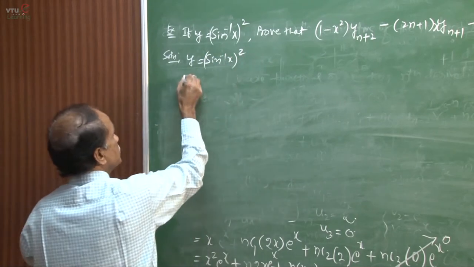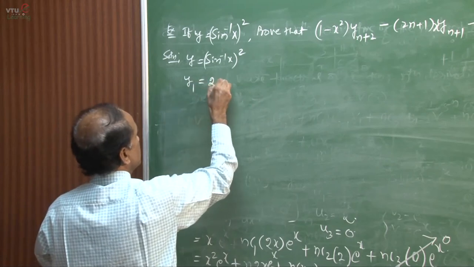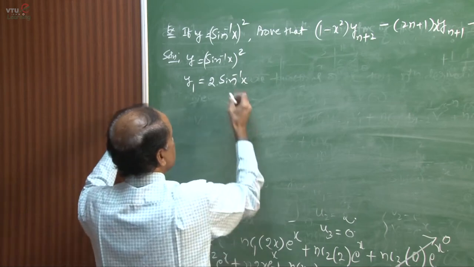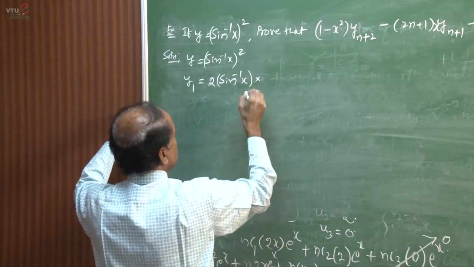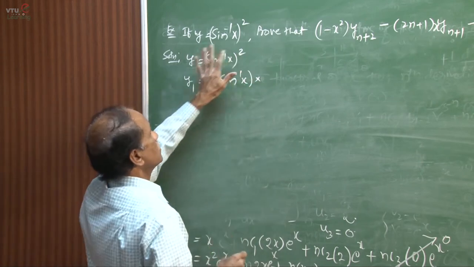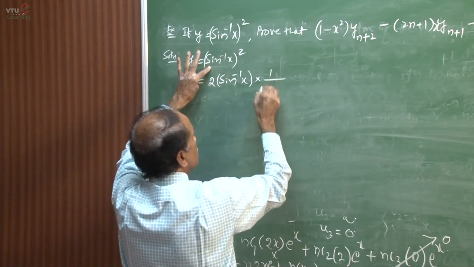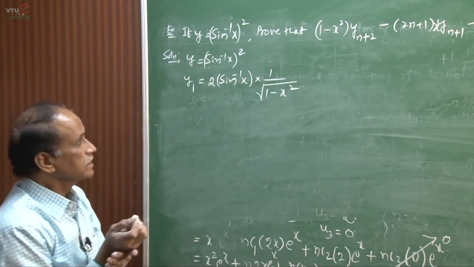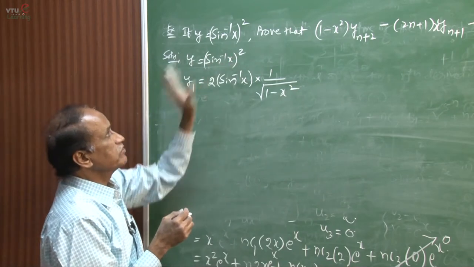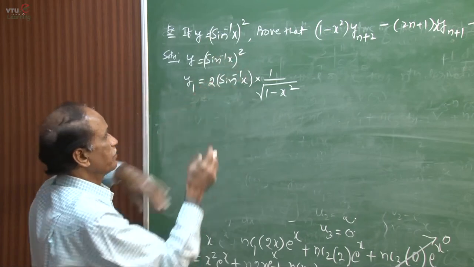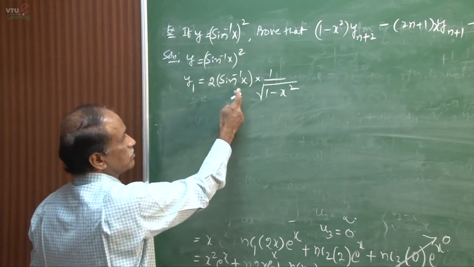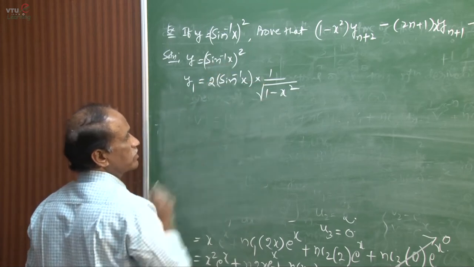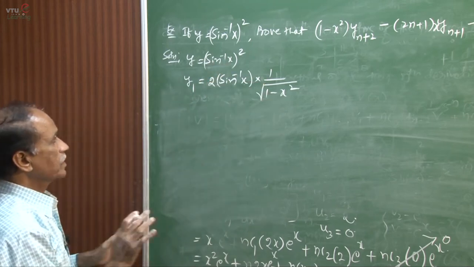First of all, you do the differentiation as it is. y1 equal to 2 times sine inverse x into the differentiation inside, 2 times of this into 1 divided by root of 1 minus x square. So, this is the term. That means it is a composite function, a function of a function. First, as it is differentiation you are going to write, and then the differentiation inside. Sine inverse x differentiation is 1 divided by square root of 1 minus x square.